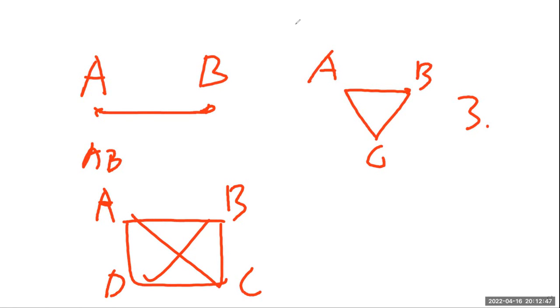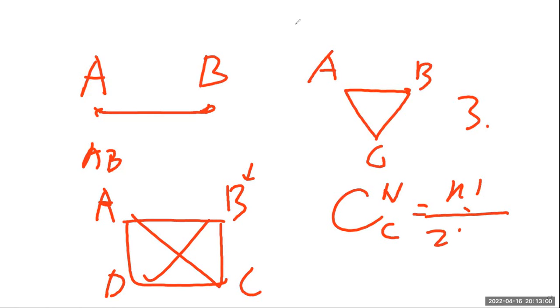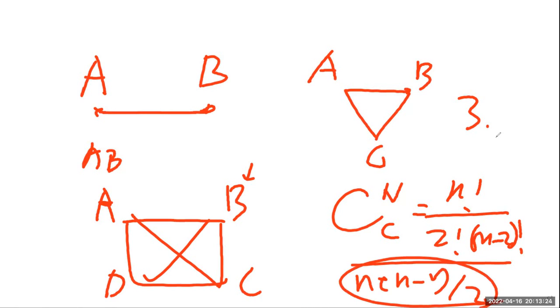So the number of pairs that we can generate from n symbols is C(n, 2), which should be n factorial divided by 2 factorial times (n minus 2) factorial. Is that okay? So it should be n times (n minus 1) divided by 2. That's the number.